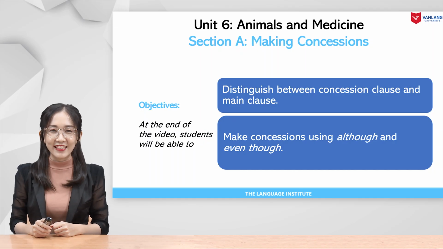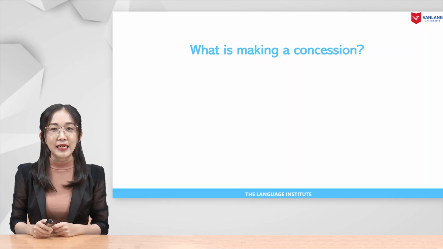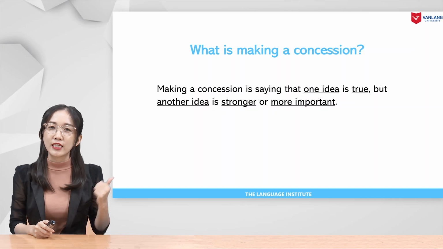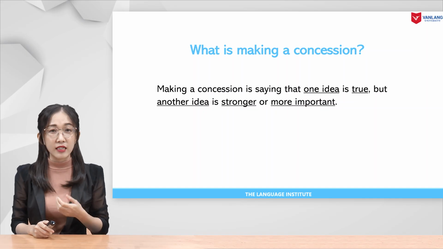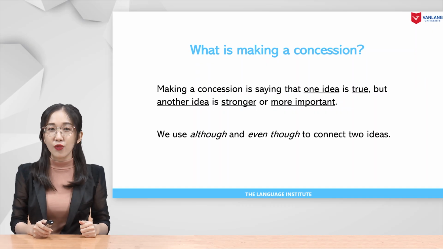Now, let's get started. First of all, what is making a concession? Making a concession is saying that one idea is true, but another idea is stronger or more important. We use although and even though to connect the two ideas.